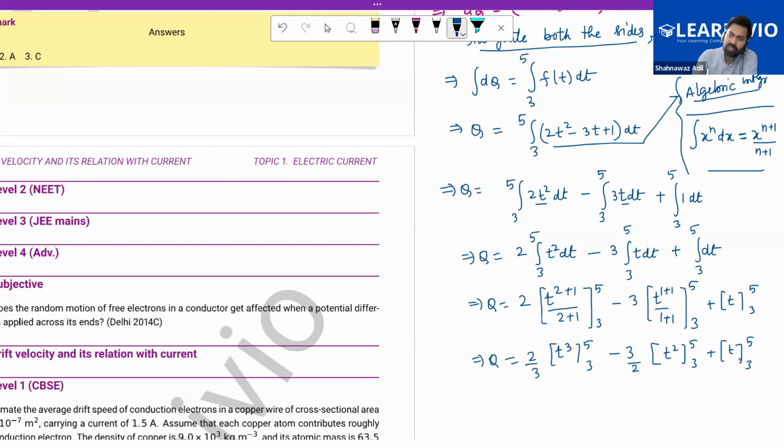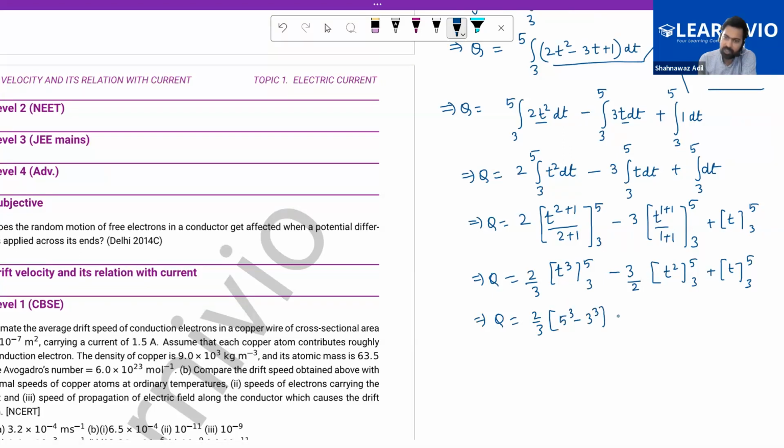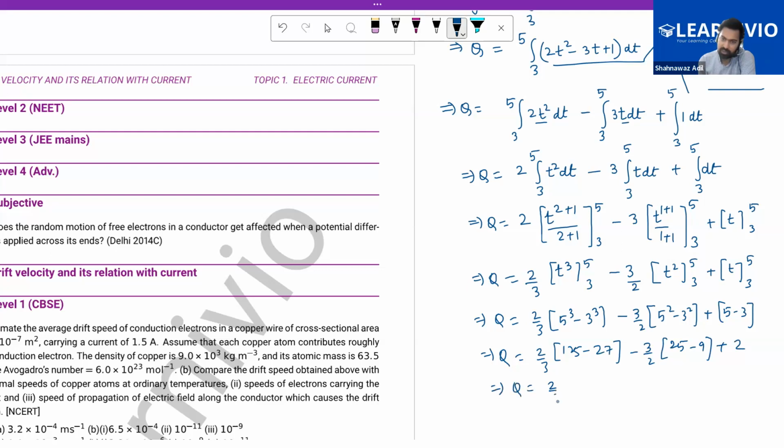Now we have to put the lower and upper limits, right? So this would be 2 by 3 into (5³ minus 3³), and then 3 by 2 into (5² minus 3²), and then (5 minus 3). So this would be 2 by 3, 125 minus 27, and then 3 by 2, 25 minus 9, and then this is 2.